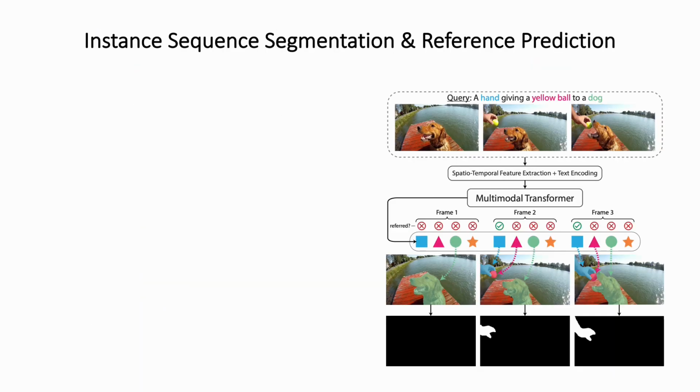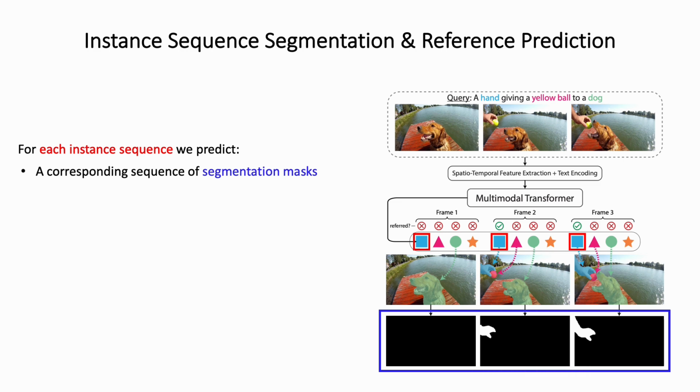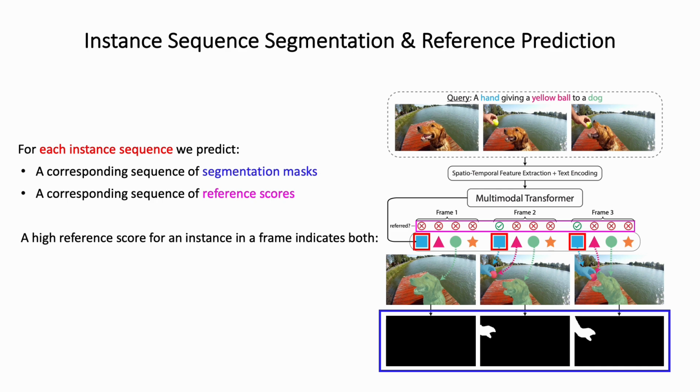Step 3. In this step, for each instance sequence, we predict a corresponding sequence of segmentation masks and a corresponding sequence of reference scores. A high reference score for an instance in a frame indicates both a strong text correlation and the visibility of that instance in the frame.